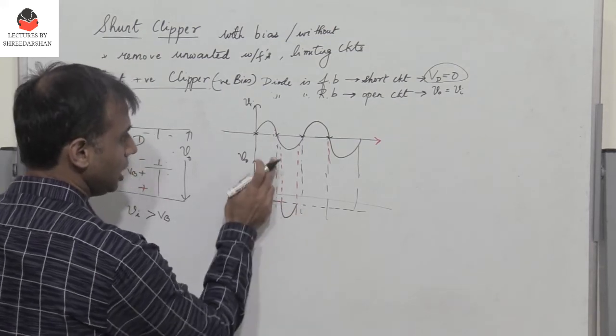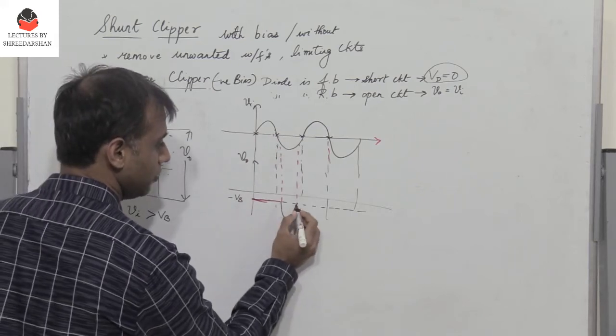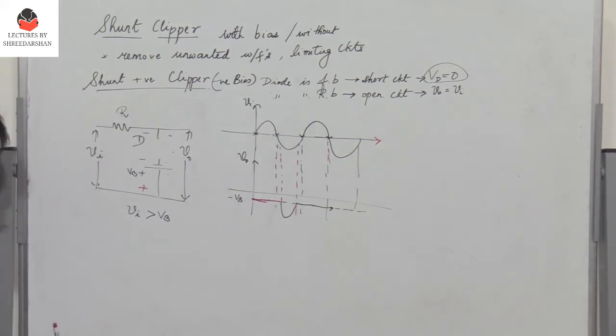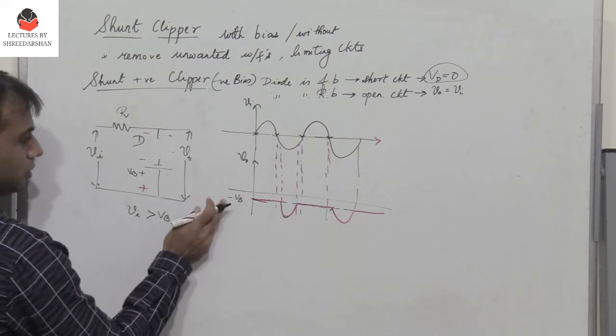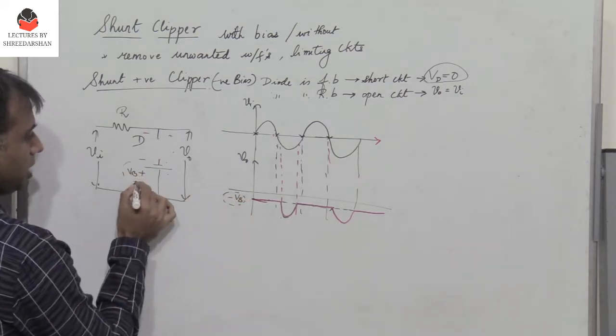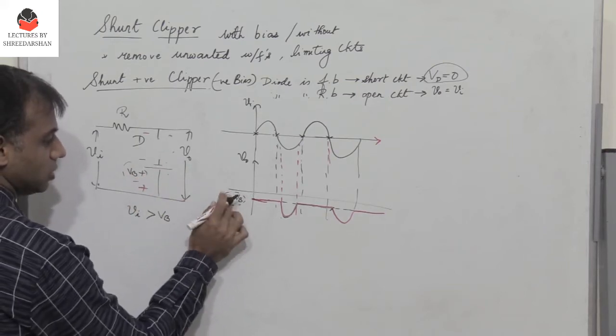And then again, when the input voltage becomes greater than minus VB, I have the output which is tied to minus VB itself. So I get a waveform like this. This is the waveform that we get. So let me write the expression here. When the input voltage is higher than VB, this is a negative bias voltage. So VB is a negative voltage here.